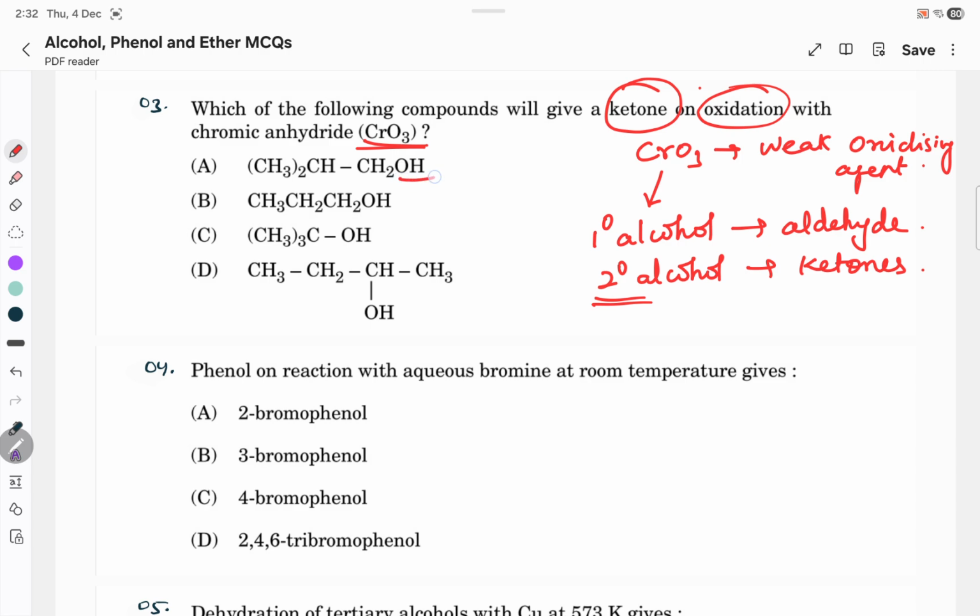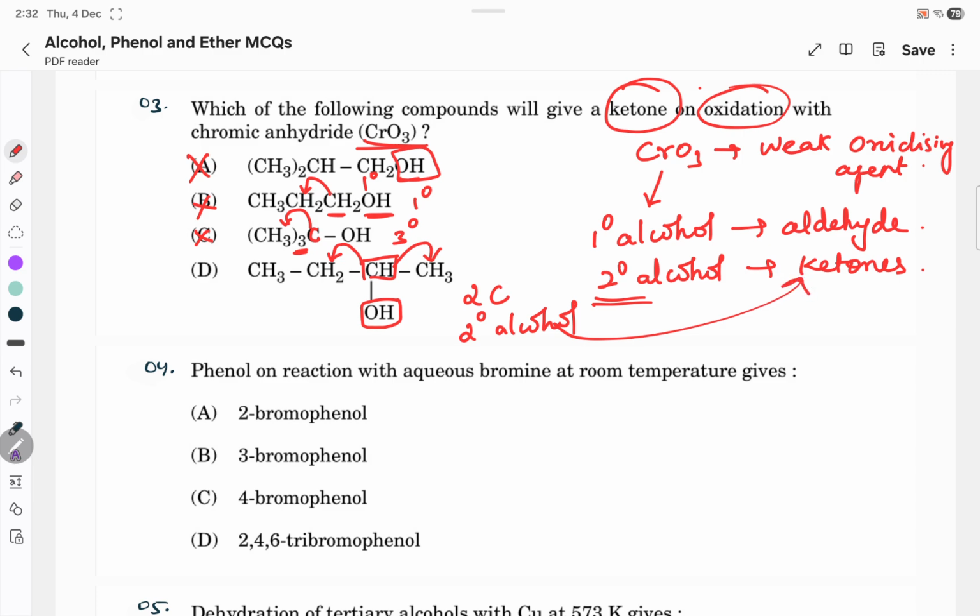So this is OH group which is connected with one carbon. Functional group carbon connected with only one carbon. This is also primary. And this is carbon which is connected with three carbon, so this is tertiary. So these are not the correct answer. Option D is secondary alcohol, this carbon is connected with two other carbon. Since it is secondary alcohol, it will give ketone. So option D is the correct answer.